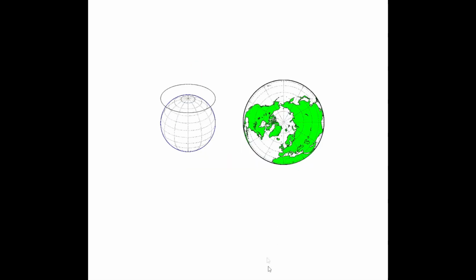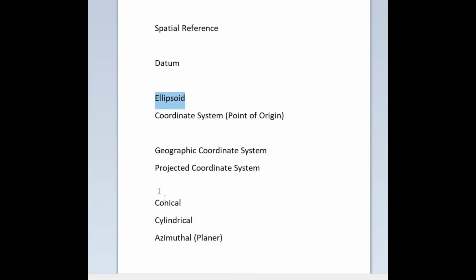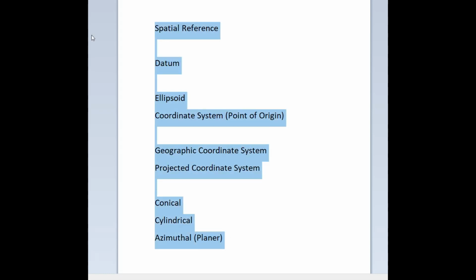Okay, so those are the three families there: conical, cylindrical, and azimuthal. Conical and cylindrical are more common, but you possibly could see some azimuthal stuff in other classes. Okay, so now we're going to move on to another concept here. And that is what is known as universal.